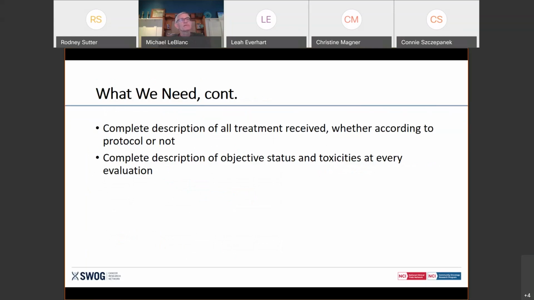And of course, we always need lots of things. We need complete description of all treatment received, whether to protocol therapy or not, because we have to interpret the results when we're done for both positive and negative studies of what the impact of that treatment was. And we need complete description of what's going on with the patient at every evaluation to avoid some of the things I just showed you. Next slide.